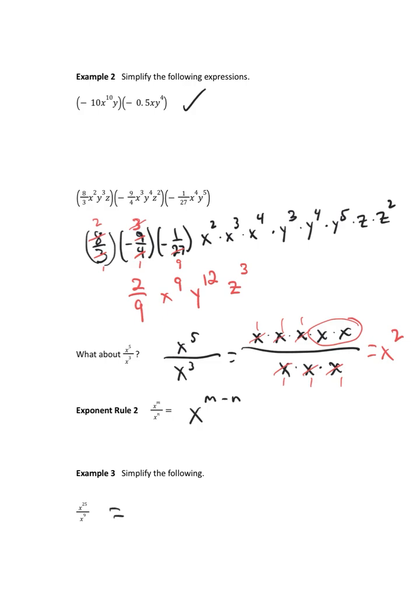So x to the 5th over x to the 9th, 5 would cancel out with 5 of the 9, so that would be x to the 4th when you do the division. All right, next slide.